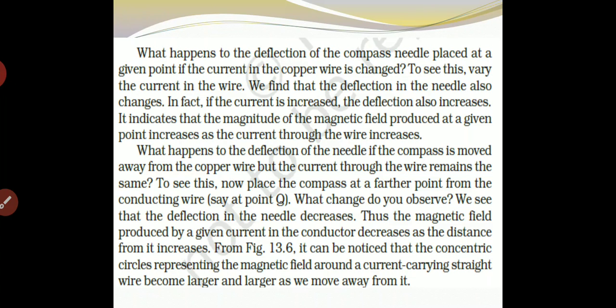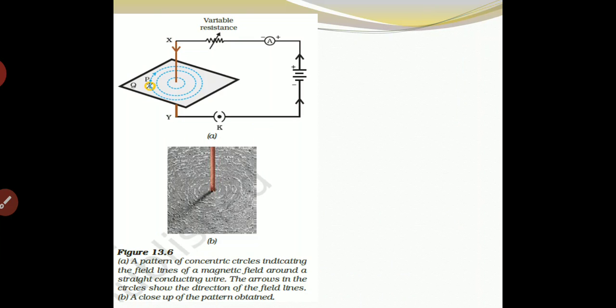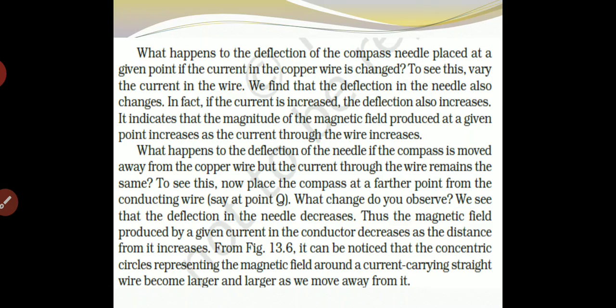Now, what happens to the deflection of a compass needle placed at a given point if the current in the copper wire is changed? To see this, vary the current in the wire. As you can see, the pattern changes. If the direction of the current is changed, then the pattern will also change. We find that the deflection in the needle also changes. Just now we studied that when the current direction changes, the deflection of the needle also changes.